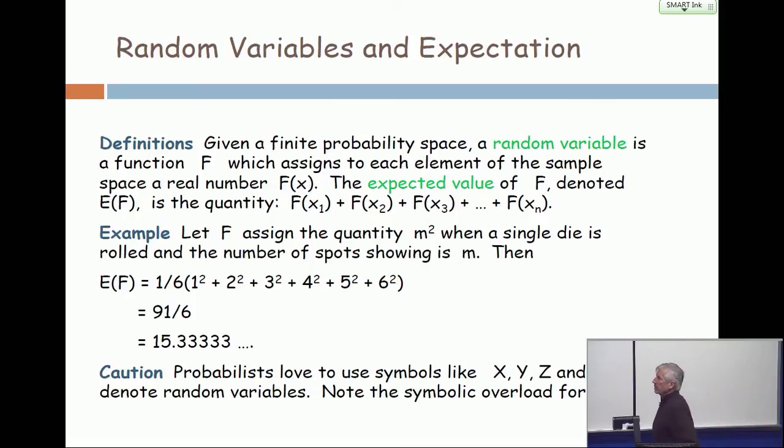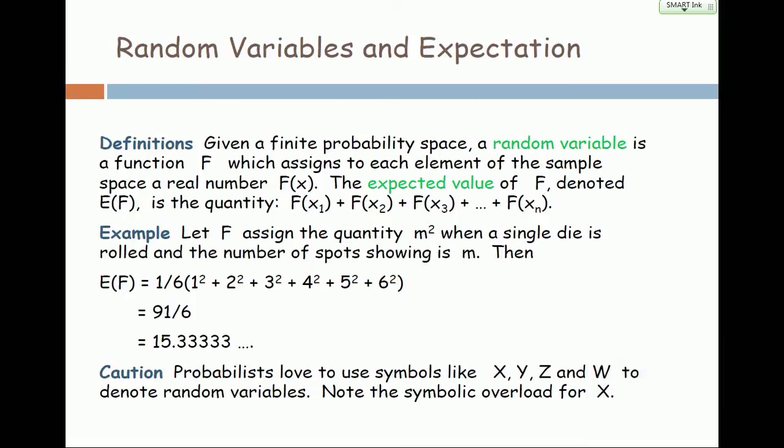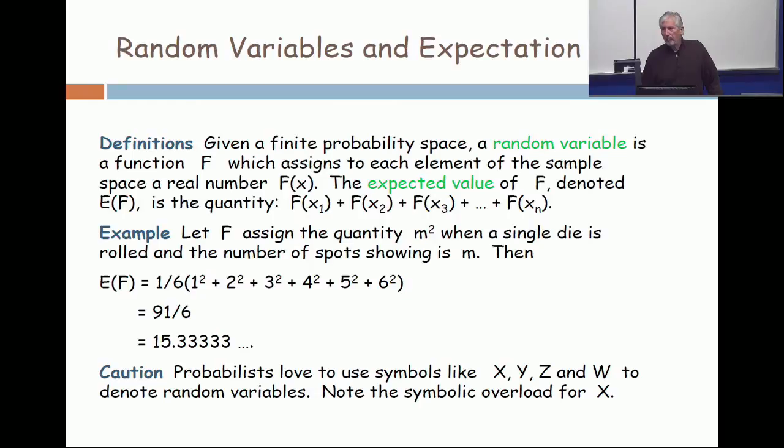All right, there's a notion of a random variable and the notion of expectation. Given a finite probability space, a random variable is a function, just a function, which assigns to each element in the sample space a real number f of x. That number can be positive, negative, or zero. There's just no restriction on it whatsoever. And then the expected value of this random variable, denoted E of f, is the quantity f of x1 plus f of x2 plus f of x3, et cetera, et cetera.